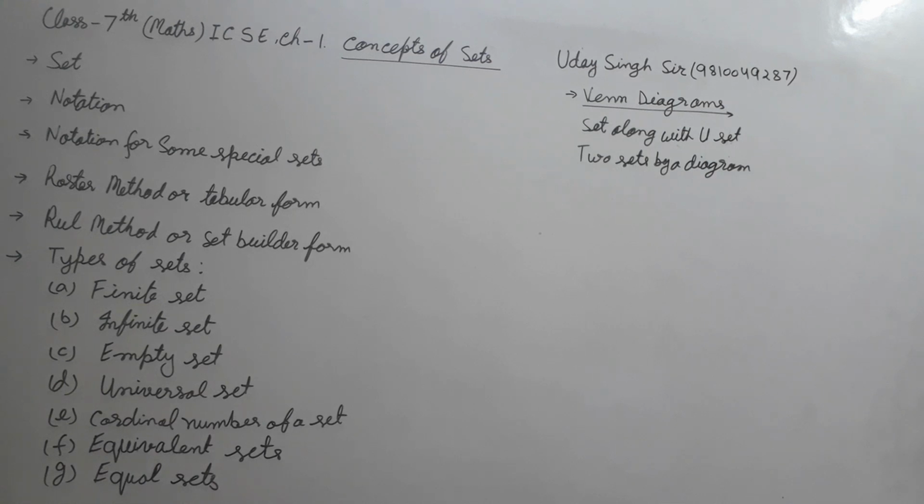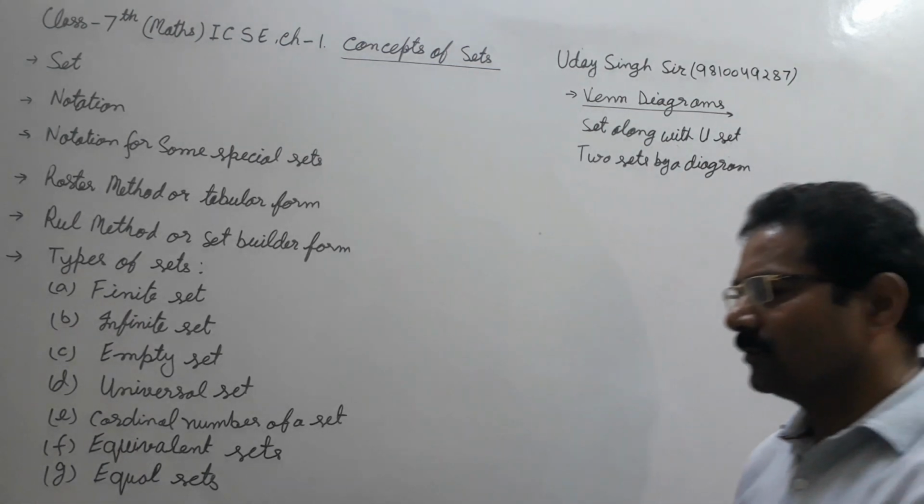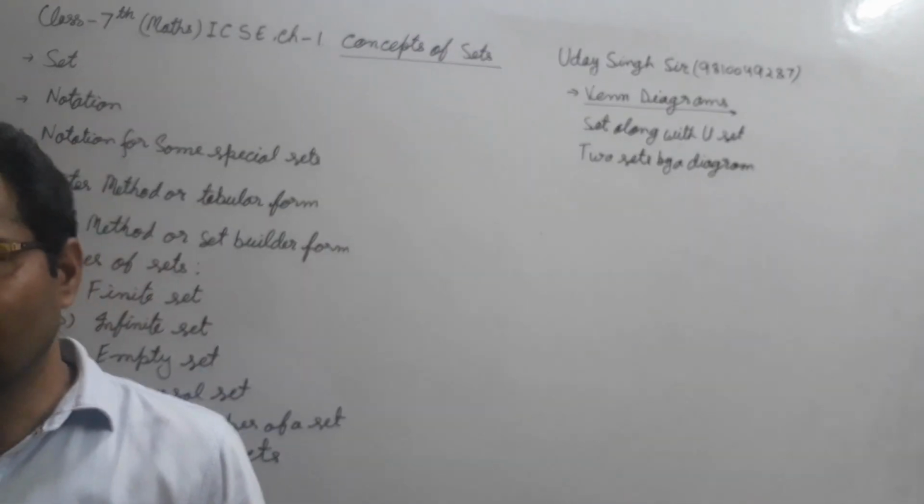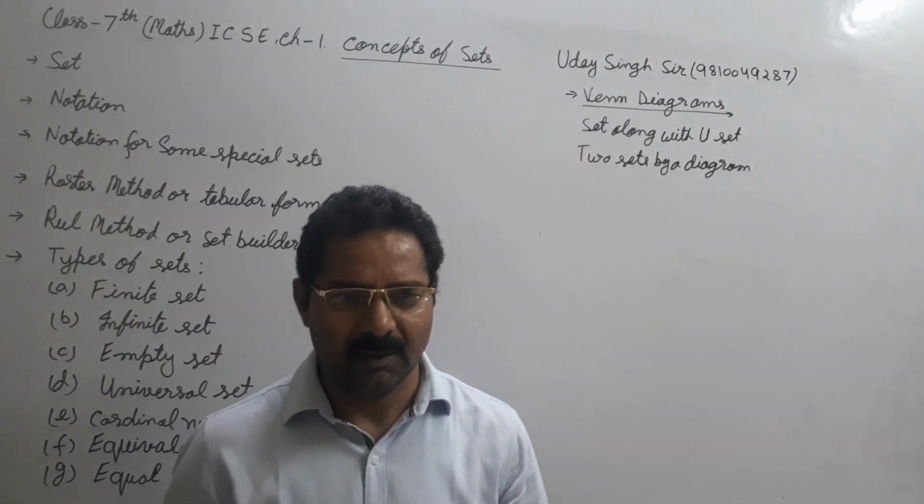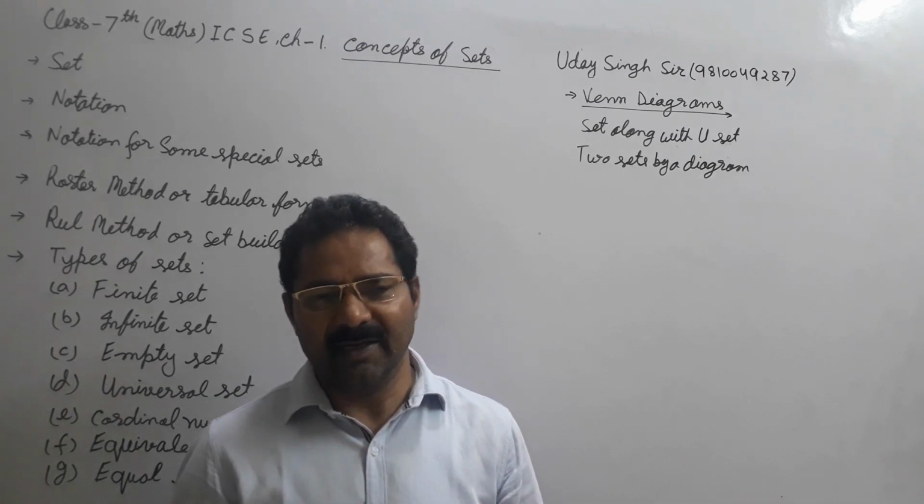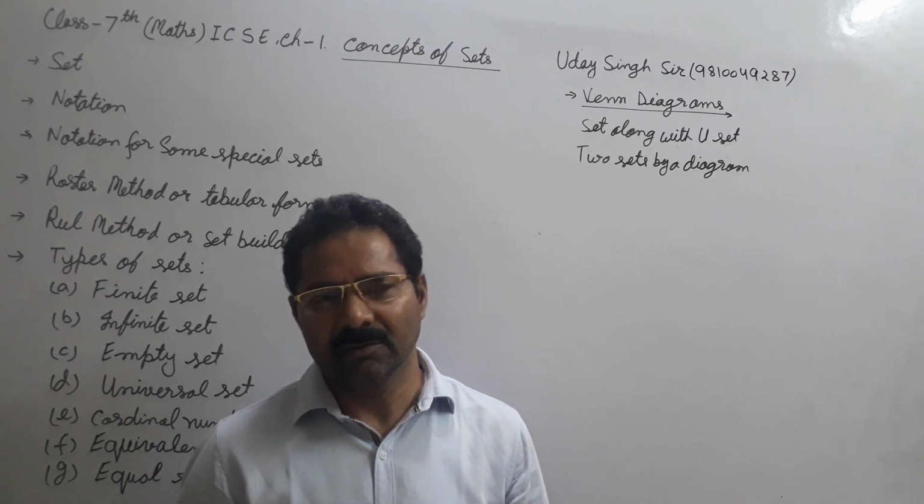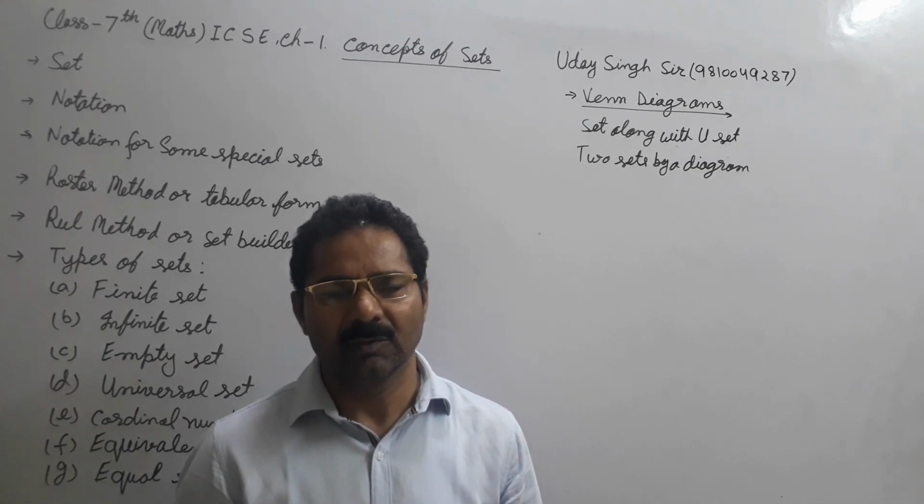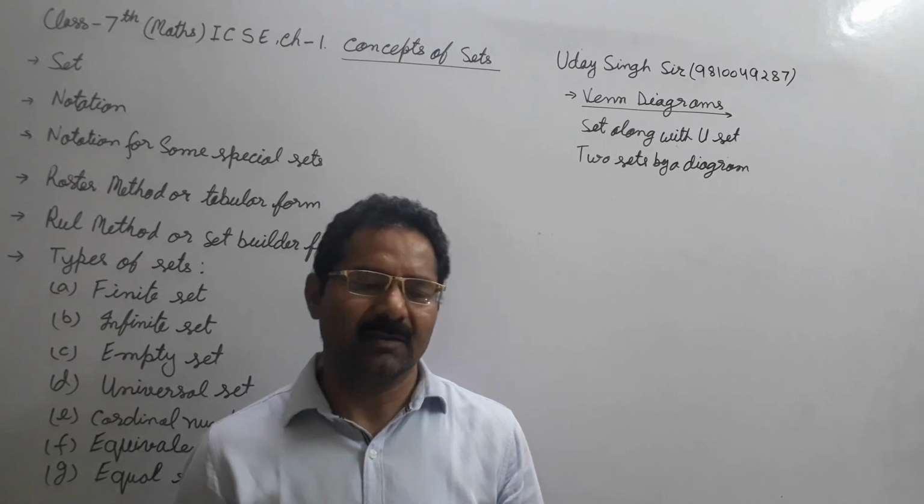Class 7th Maths ICSE Board, Chapter number 1 is Concept of Sets. What is a set? A set is a collection of elements of any things, a list of items. A collection of items is called a set. We can write it in different ways, such as counting form, tabular form, set builder form, and different types.